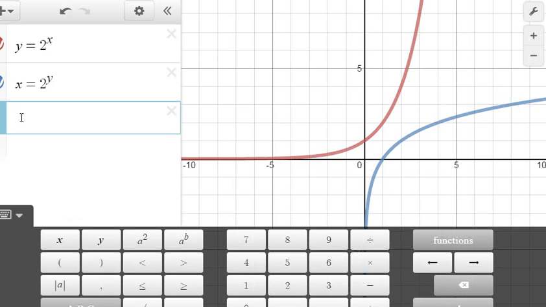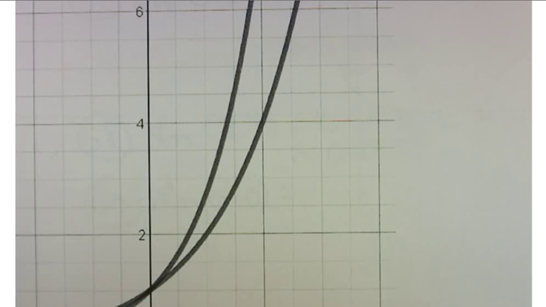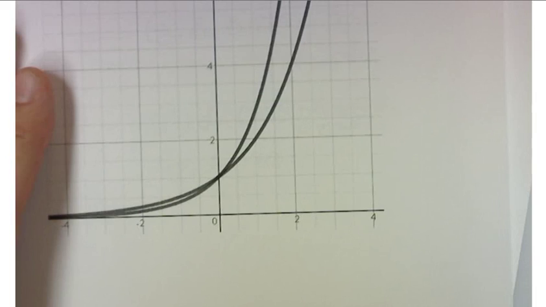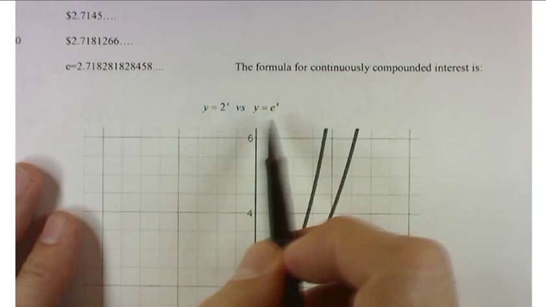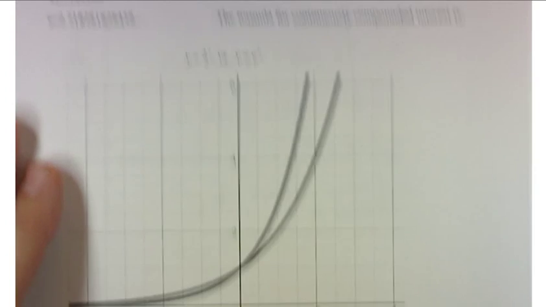And I can play that same game with base e. So let's change these up from base 2 to base e. Now there's not a real big difference between base e and base 2. That difference is highlighted on your sheet here. So let's take a look at that before I change it up on the graph. I want this one down here. So on your handout, one of these is 2 to the x, one of them is e to the x.